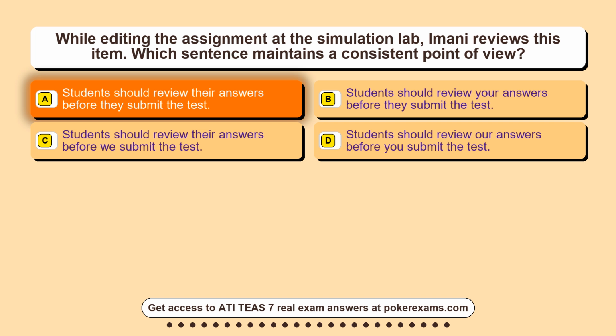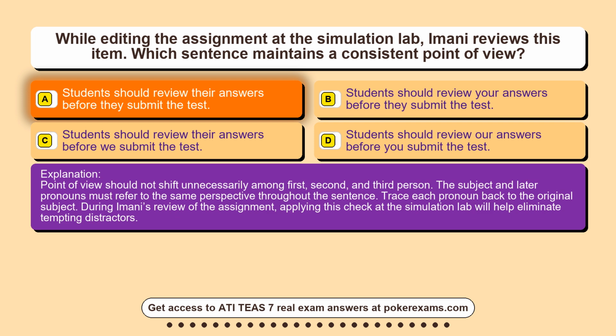The correct answer is option A. Students should review their answers before they submit the test. Point of view should not shift unnecessarily among first, second, and third person. The subject and later pronouns must refer to the same perspective throughout the sentence. Trace each pronoun back to the original subject. During Imani's review of the assignment, applying this check at the simulation lab will help eliminate tempting distractors.